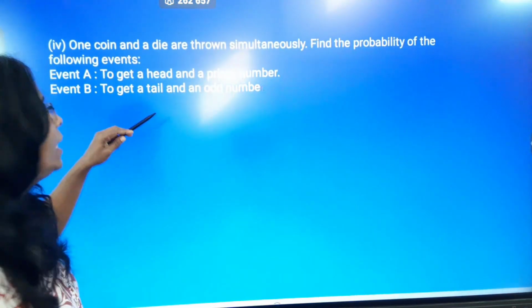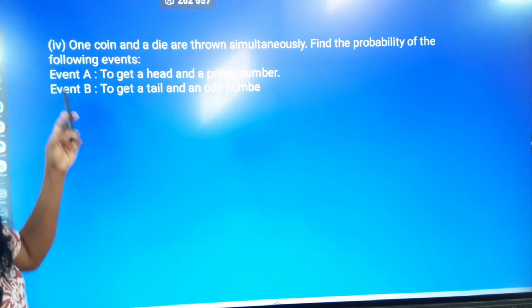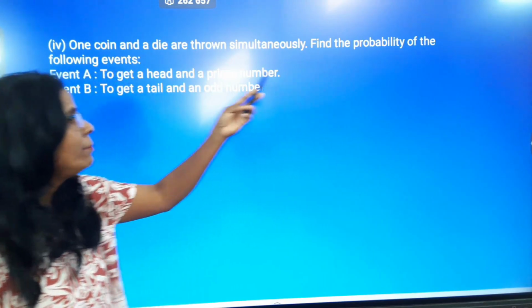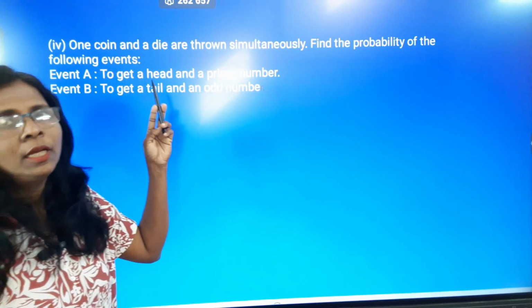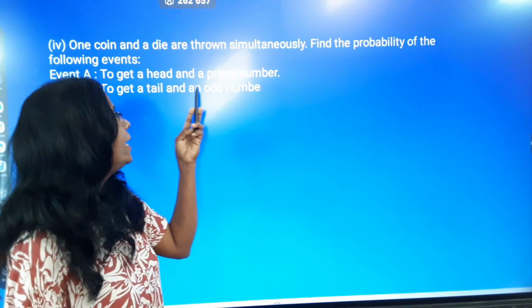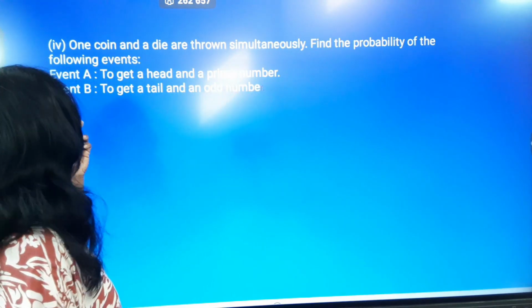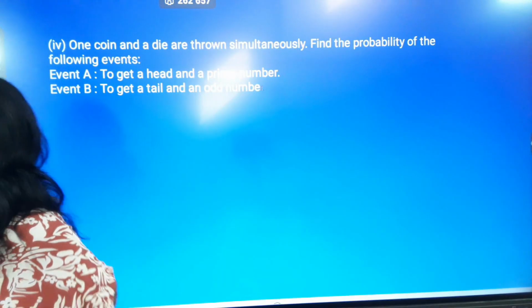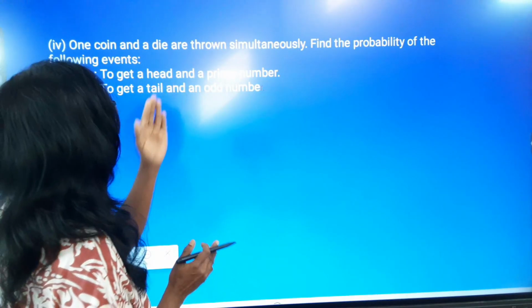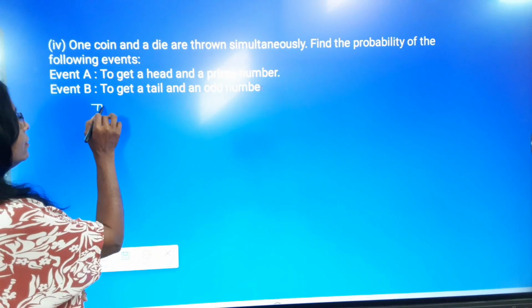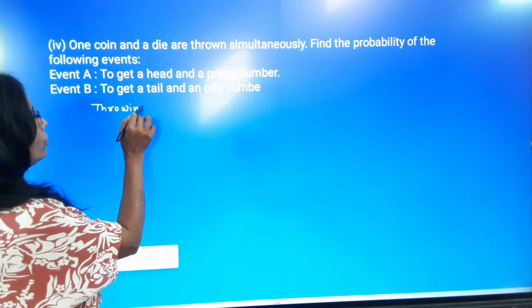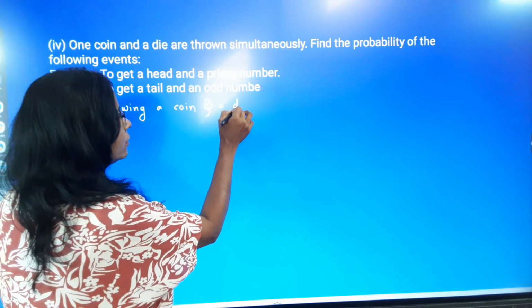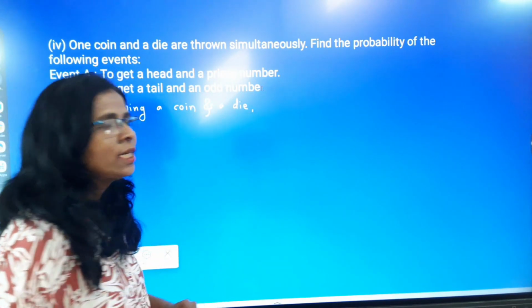Now see the next example, students. For one coin and a die thrown simultaneously, find the probability of the following events. Event A: to get a head and a prime number. Event B: to get a tail and an odd number. Okay, students, first we write: throwing a coin and a die.